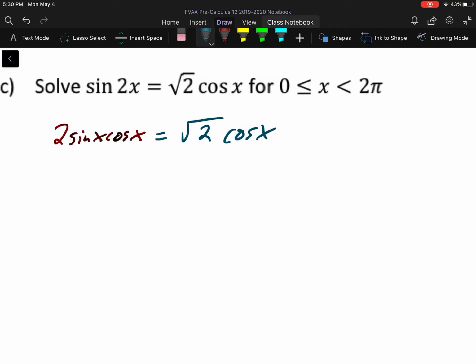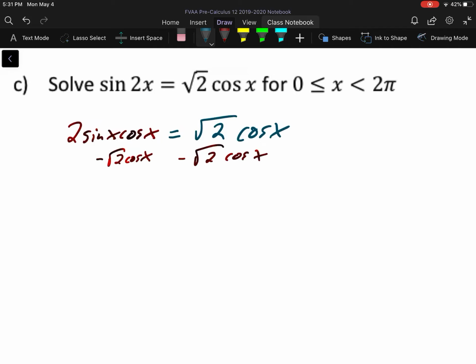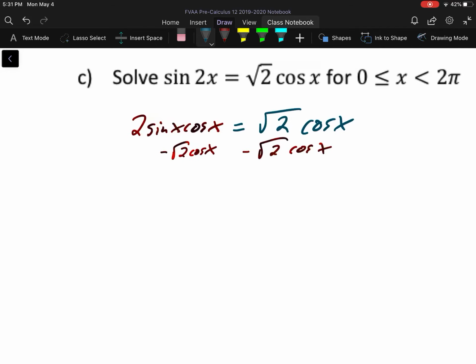So here, let's bring everything over and make our equation equal to 0. Okay, let's do that first. I'm going to bring minus square root 2 cos x, and that's going to equal 0 on this side, and I'm going to have 2 sine x cos x minus square root 2 cos x.